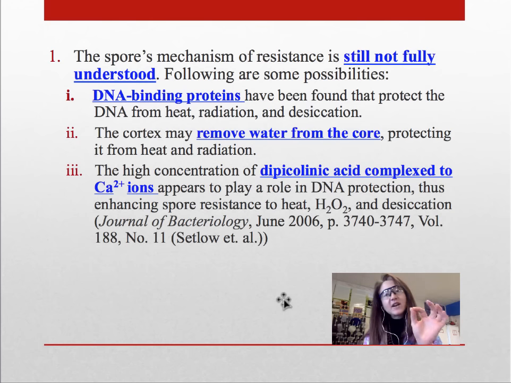And that's because there's moisture inside of the kernel. The spore uses the cortex to remove or wick that moisture away from the core, keeping the endospore from popping when the heat comes, when it starts to heat up in the environment.